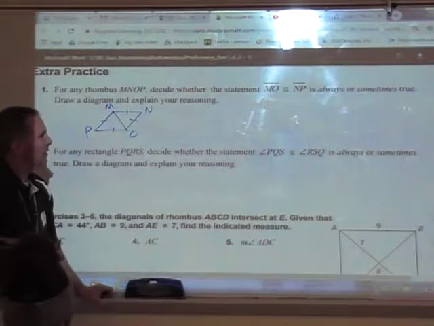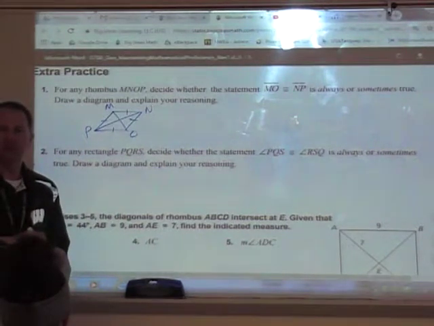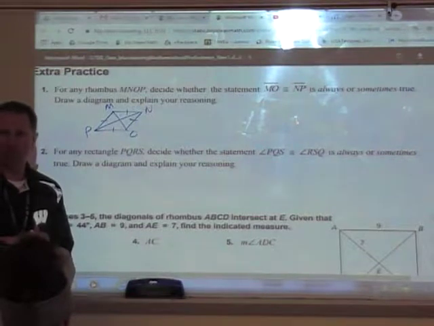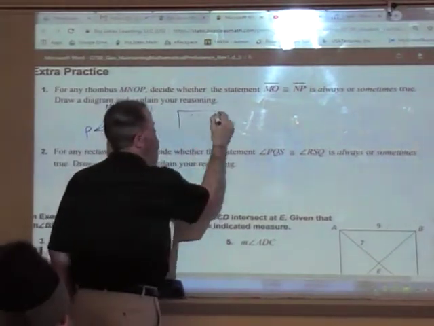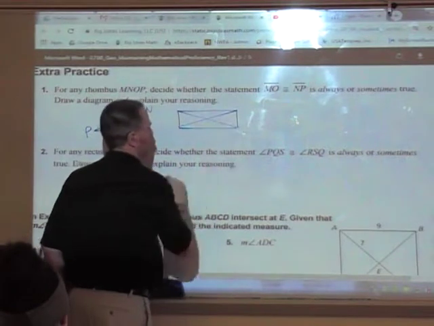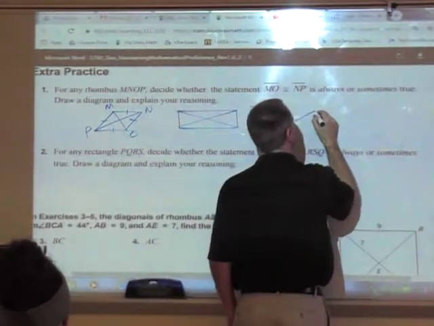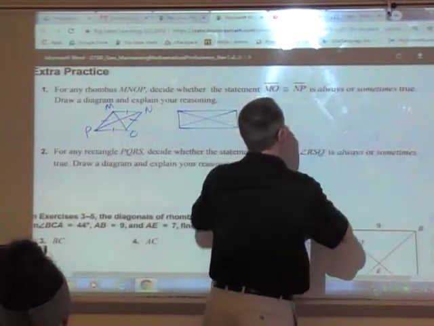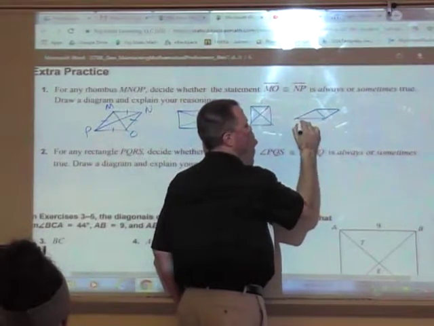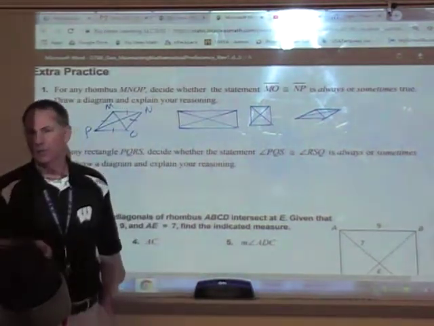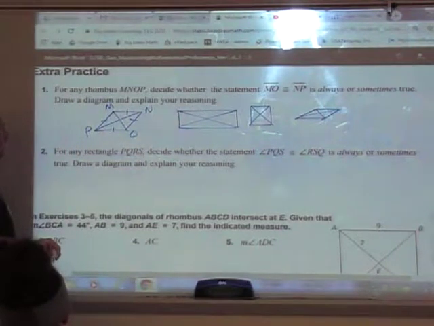Is MO congruent to NP? Always or sometimes? Are the diagonals equal? Always or sometimes is the question. Are they equal here? Let's see. A rectangle is a rhombus. Those are equal. A square is a rhombus. Those are equal. I'm trying to draw this a little bit extreme here. We're going to make a really big slant for this rhombus. Are you telling me that diagonal is the same length as that one? No. So only sometimes. Sometimes is your answer.